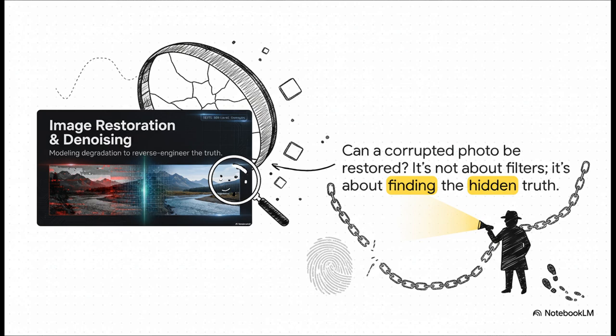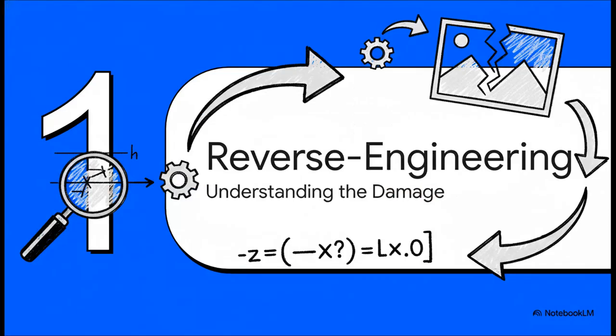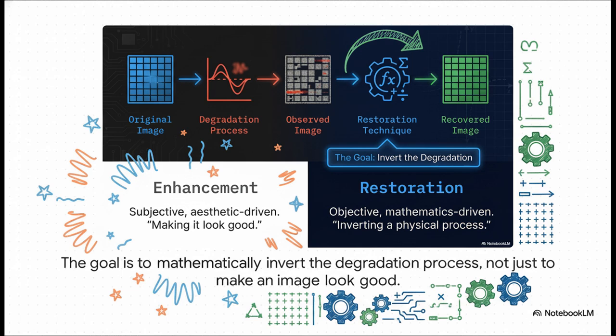You got to think of it like a detective story. The perfect image is our victim, and all that noise and blur, that's the evidence left behind at the crime scene. And just like any good detective, the first thing you have to do is understand the crime scene. We need to work backwards to reverse engineer exactly what went wrong so we can undo the damage, piece by piece.